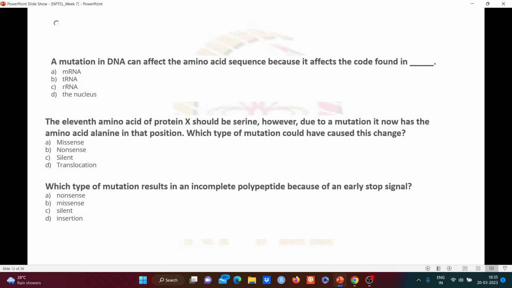So here I have some questions for you. You can answer these questions using the chat box. A mutation in DNA can affect the amino acid sequence because it affects the code found in what? What in the DNA is affected so that we see a change in the amino acid sequence? I'll wait for a minute here.